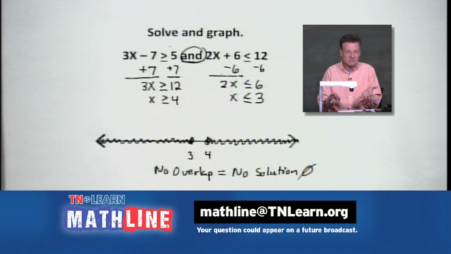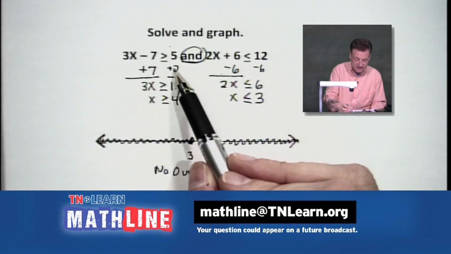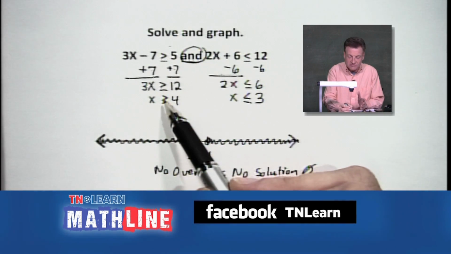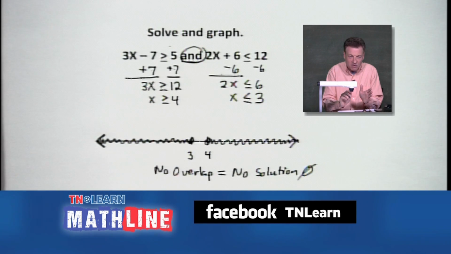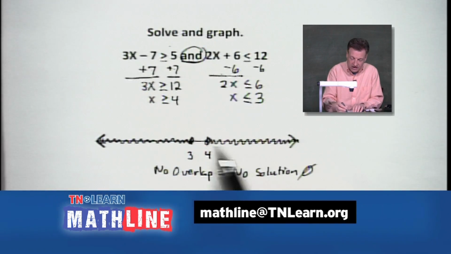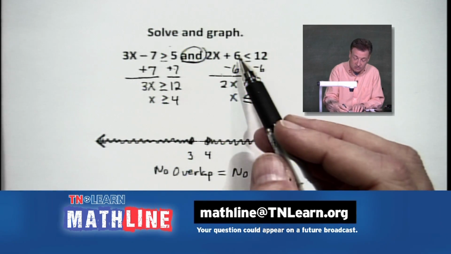First of all, when you get something like this, the first thing you always want to know is, did we do it right? Well, let's see. We added 7. That gave us 12. 3 into 12 goes 4. We don't need to shift. We're not shifting inequalities, are we? All right, because there's no negatives involved, so x greater than or equal to 4.